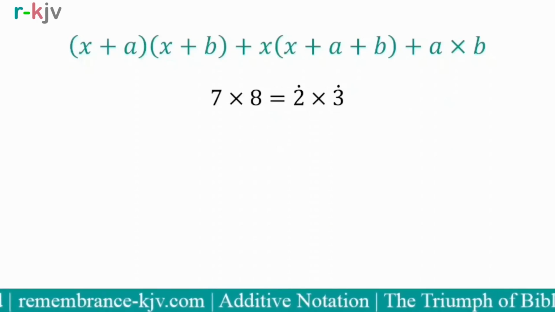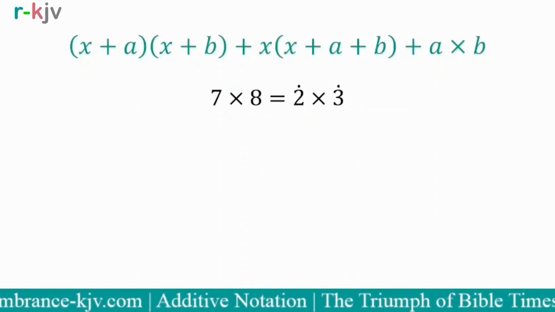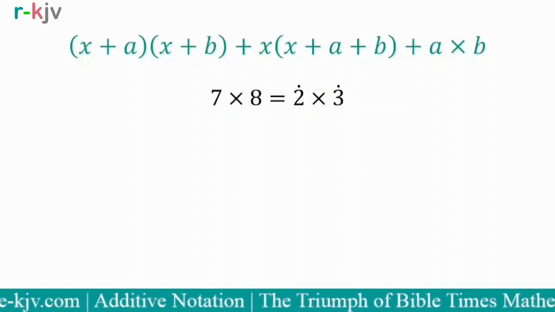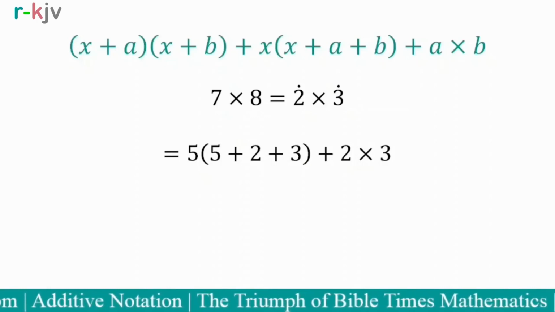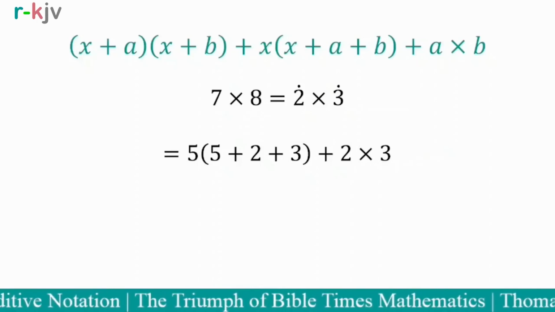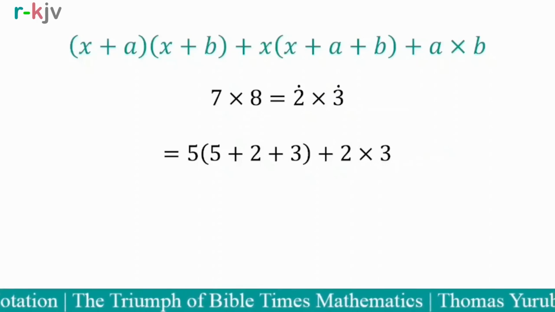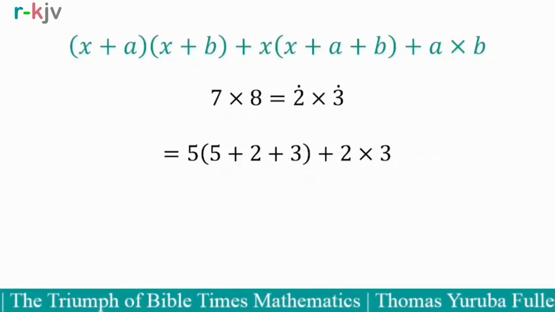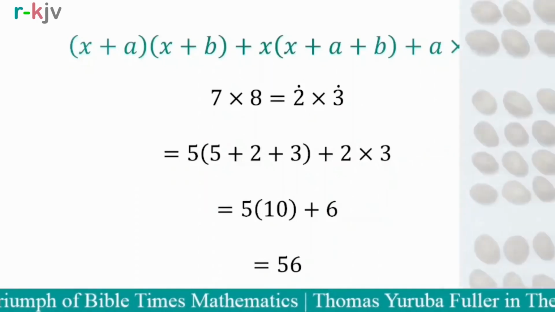7 times 8 is dot 2 times dot 3. Using the same algorithm, the calculation gives the number of fives that are equal to 5 plus 2 plus 3 and a unit value of 2 times 3. 5 plus 2 plus 3 is 10, and 2 times 3 is 6. The solution is 10 fives and 6 units, which is 56.